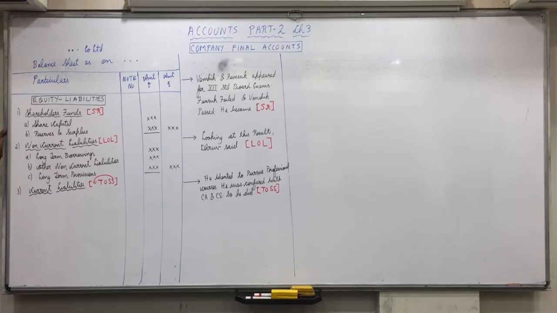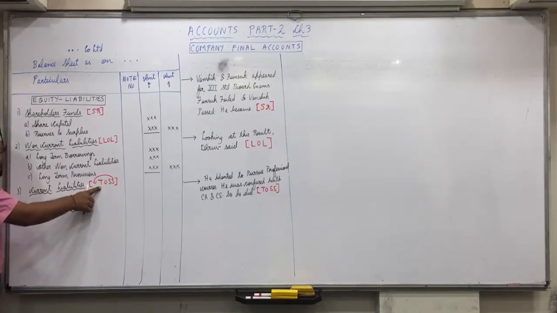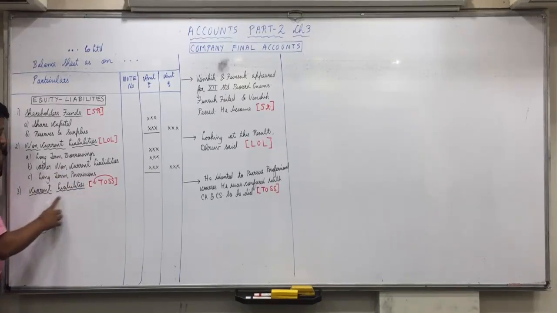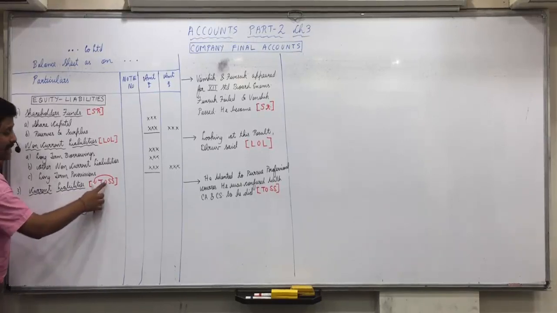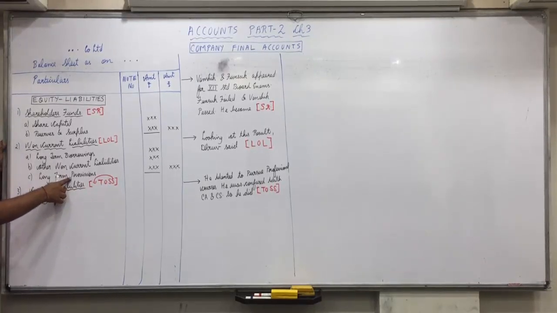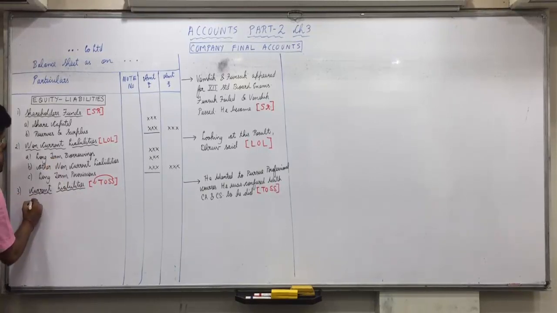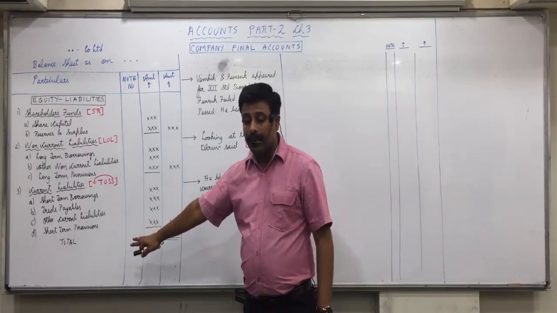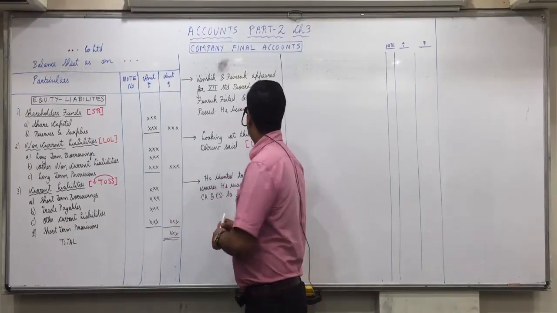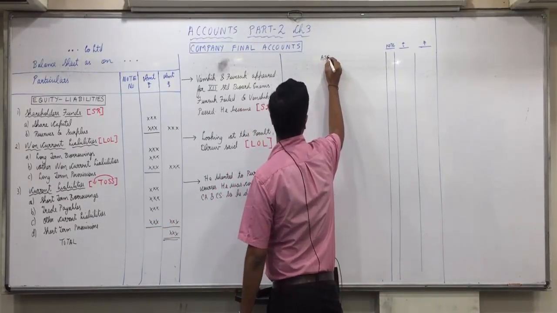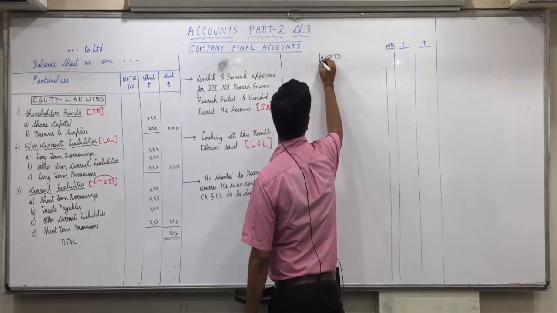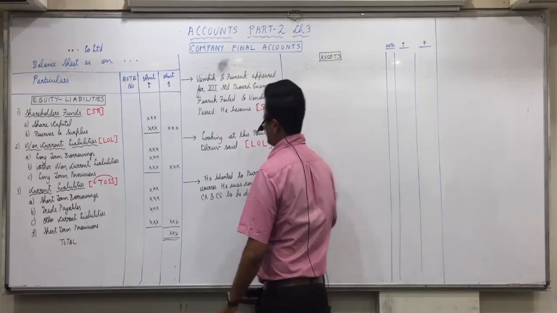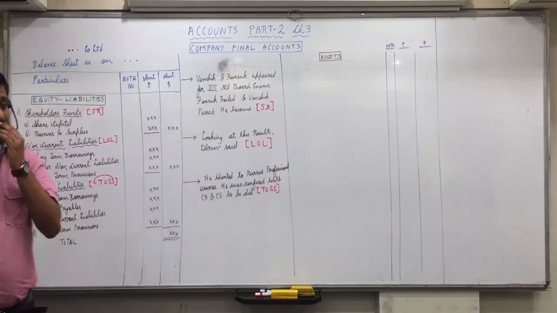Did you all write it till here? Now, this S stands for short-term borrowings. Only T is the new point, that is trade payables. And again, O stands for other current liabilities, and last S again stands for short-term provisions. Okay? Write down the total. Liabilities side is over. Now give the heading assets.